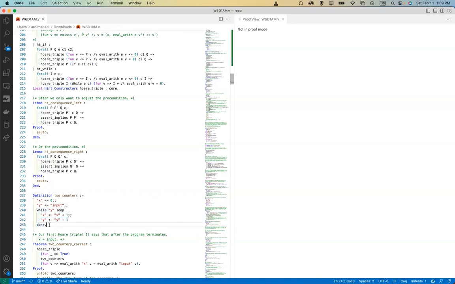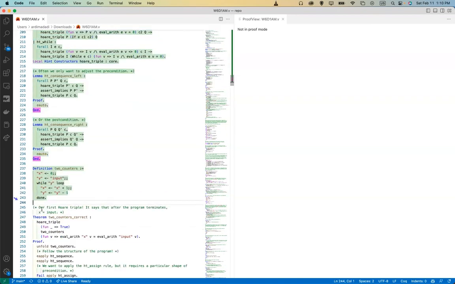And the thing we were interested in proving was that at the end of the program, x was equal to input. And remember, we had a similar proof in a previous video. And what we want to show here is how Hoare logic is going to make this proof way easier than what we had to deal with before.